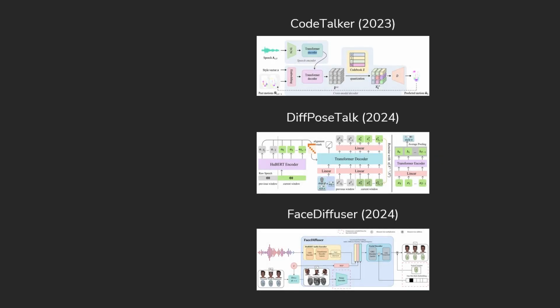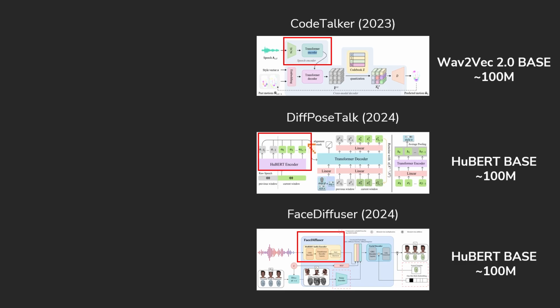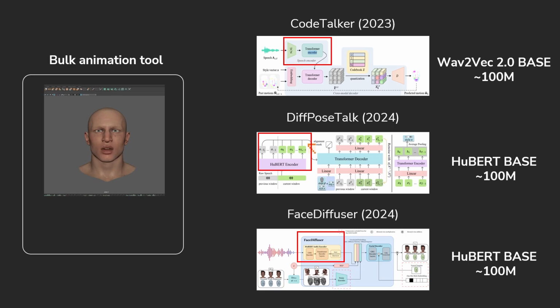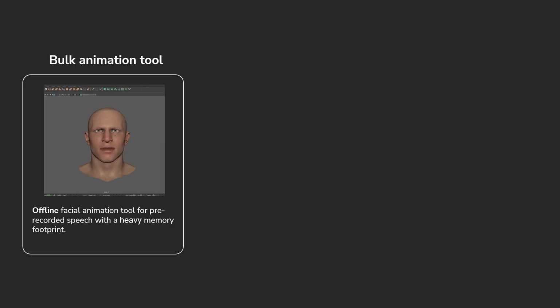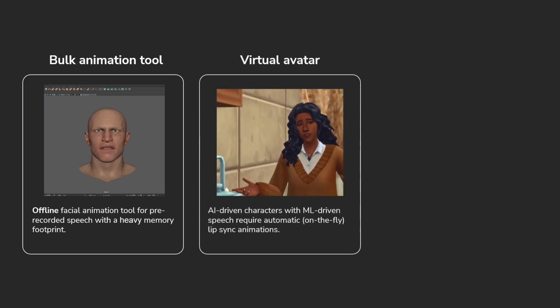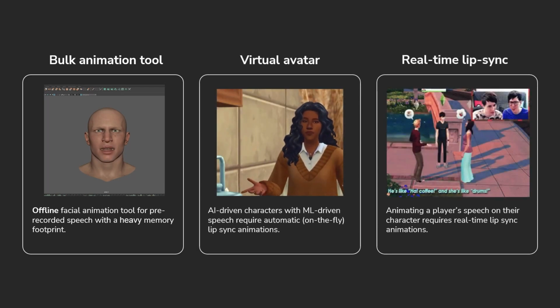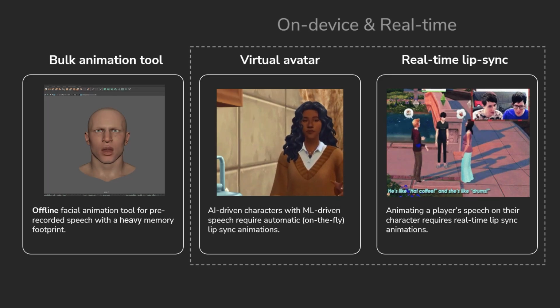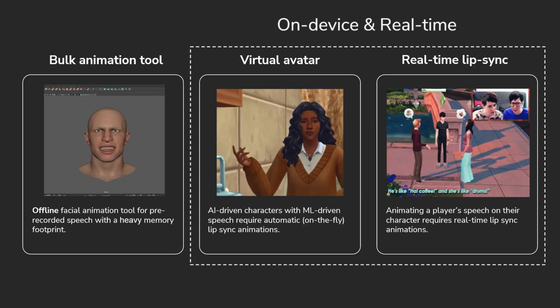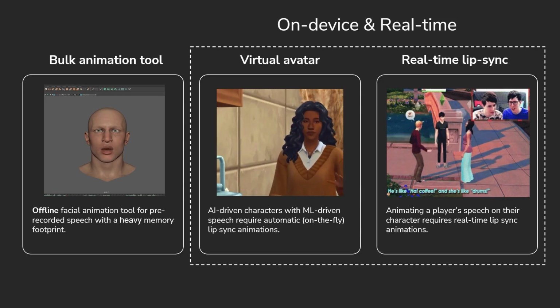Modern machine learning models designed for 3D facial animation often employ large-scale, pre-trained speech encoders to improve quality and robustness. This means that one needs a dedicated machine to run inference, which makes these models mostly suitable for offline processing. We are interested in real-time applications in computer games, such as virtual avatars and animating a player's speech on their character. These applications require small and fast models that produce high-quality animations.